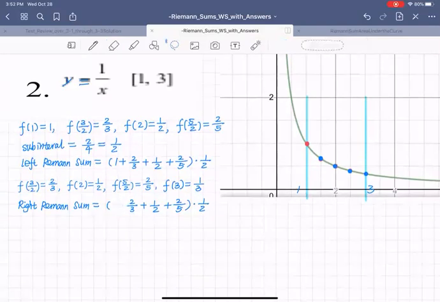So we want to move this term to the front, and then we add the 1/3 for the last term, okay? Does that make sense? Yes.